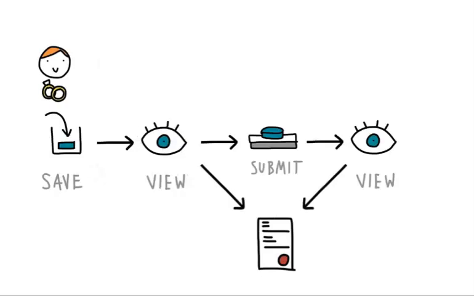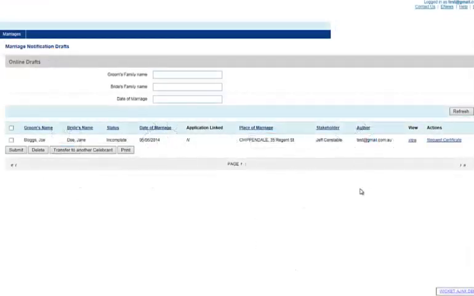You can also use the Request Certificate action from the Online Drafts screen or the Submit Draft screen. You'll learn more about these screens in another video. Here's how to request a certificate from a draft MN.